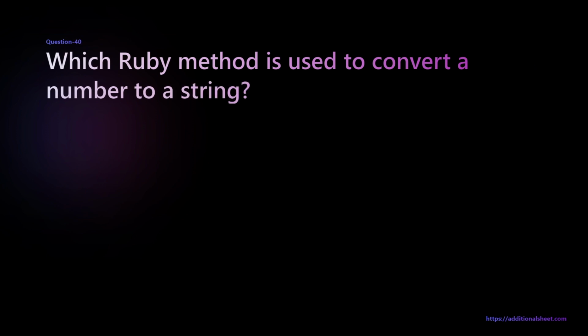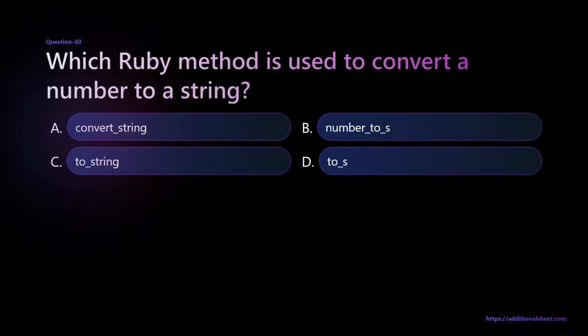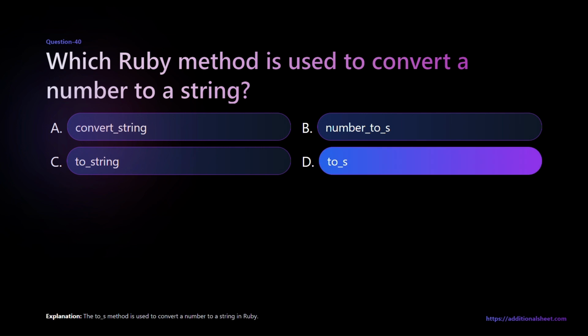Which Ruby method is used to convert a number to a string? Option A, convert_string. Option B, number_to_s. Option C, to_string. Option D, to_s. The correct answer is option D, to_s.